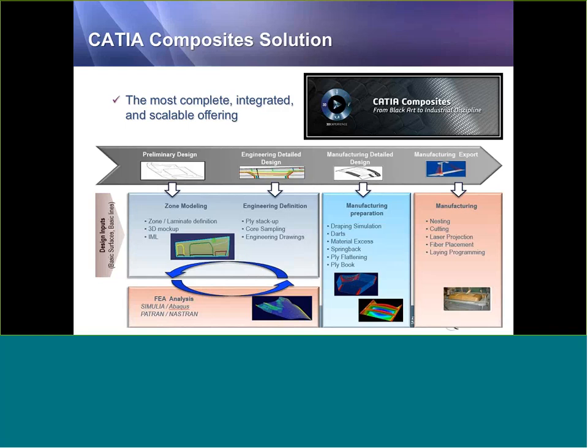Once the engineering design is complete, you move on to the manufacturing detailed design, and you prepare your part for manufacturing. You can simulate draping, which is how the fabric, how the material drapes over the OML surface. If needed, you can design darts to remove wrinkling and other draping problems. You can add material excess for trimming after production, account for spring back, and do your ply flattening and plybook.